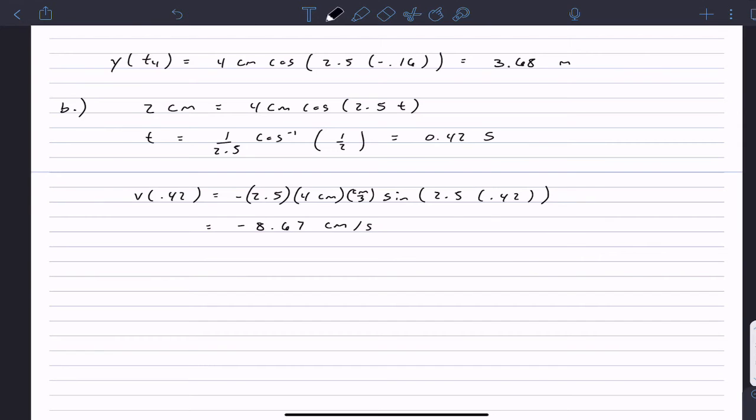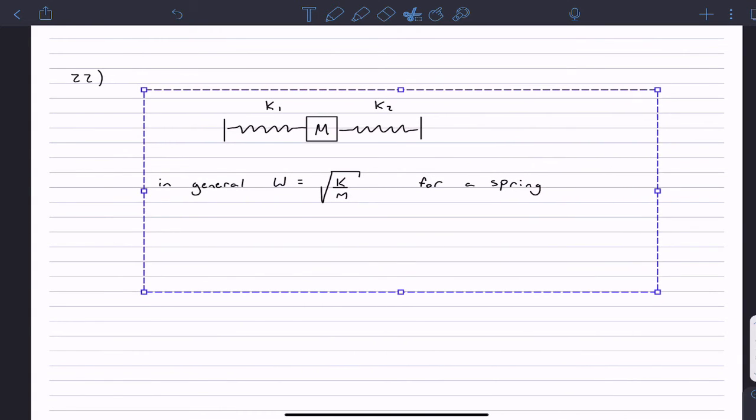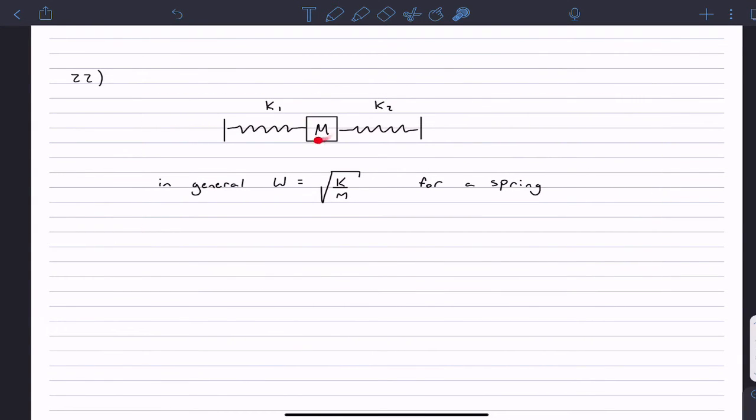Okay, next problem. Problem 22, page 481. We are given a spring system where this block is resting between two springs with spring constants K2 and K1 respectively, right?